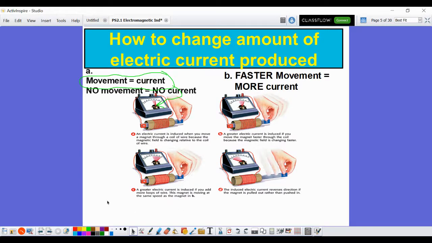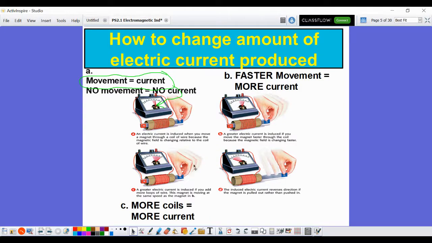Letter C. When we look at picture C down here, it says a greater electrical current is induced if you add more loops of wire. So if you compare picture A to picture C, you can see that there is a coil of wire in A, but in picture C, those coils are a lot more and a lot closer together. So it says this magnet is moving at the same speed as the magnet in B. So it's moving pretty fast, and it has more coils.